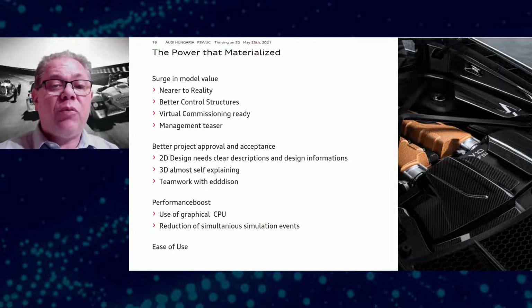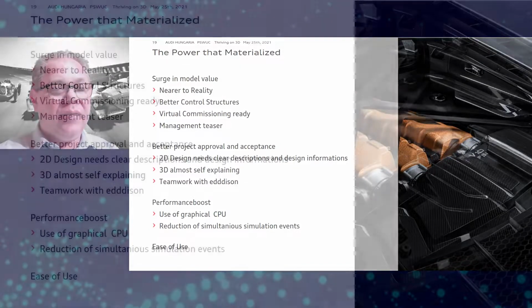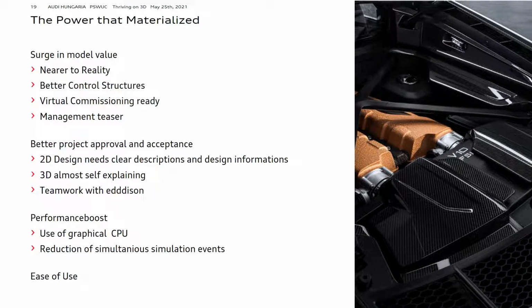You will have faster project approval and acceptance because, opposite to 2D, which needs clear descriptions and design information, 3D is almost self-explaining. Moreover, using Edison, you will get the possibility to get interactive with your customer, speeding up the acceptance even more. You get a real performance boost because the animation is shifted to the GPU and the amount of simultaneous events is extremely reduced. This performance boost will reduce the machine time needed for experiments.